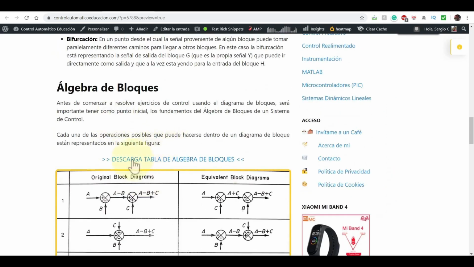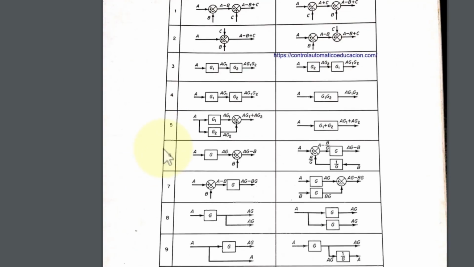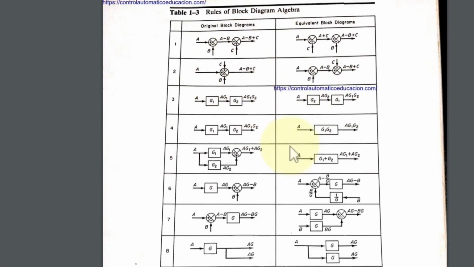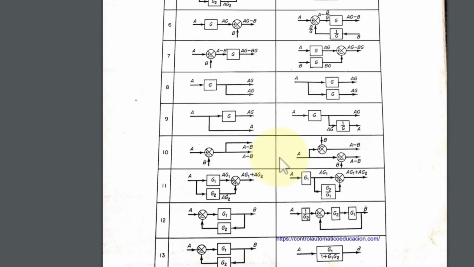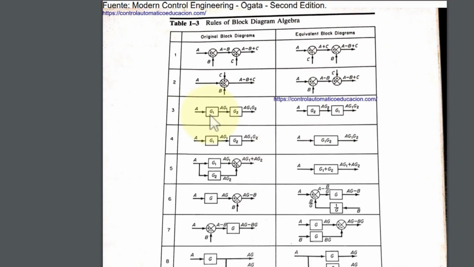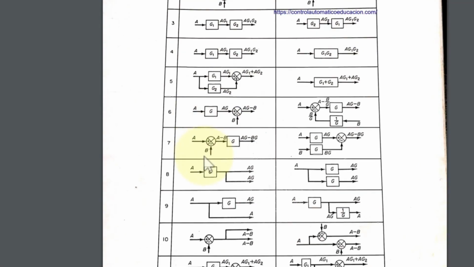However, what I wanted to show you here is that you can download this table by clicking on download. When you click on the table, it will open this table, which I extracted from Ogata's book right here. So here you have all the operations that we can perform in block algebra. This table will be essential for you to have on hand, and we'll be using it in the upcoming videos as we solve exercises involving block diagrams. However, we haven't yet covered the operations with blocks, so let's quickly and intuitively understand how these block operations are performed.